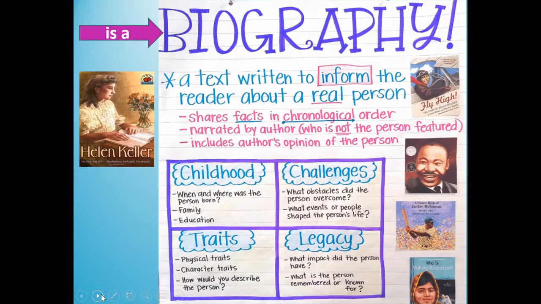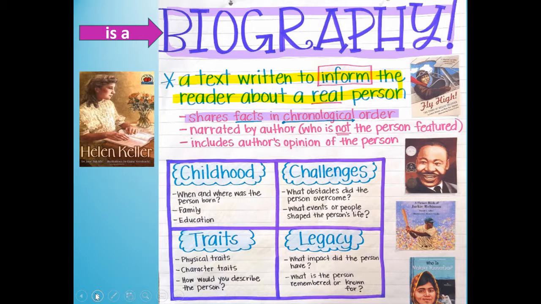So, Helen Keller is a biography. And what is a biography? Well, a biography is a text written to inform the reader about a real person. Biography also has the root bio, which means life, and graph means to write. So, biography is a written account of someone's life.